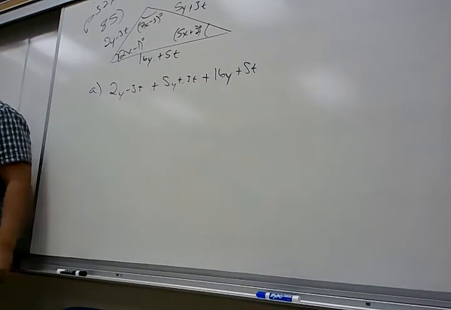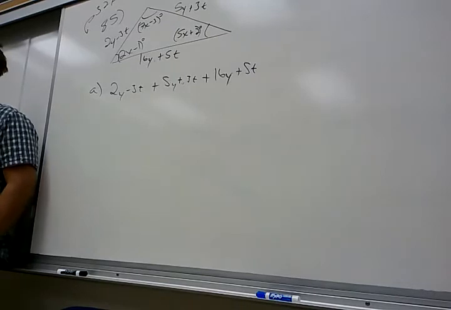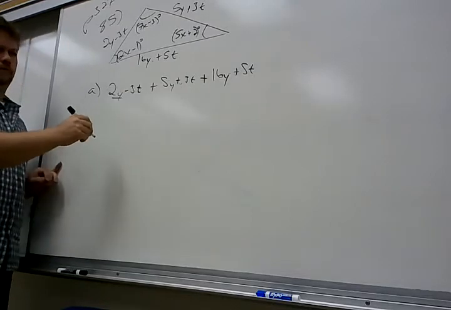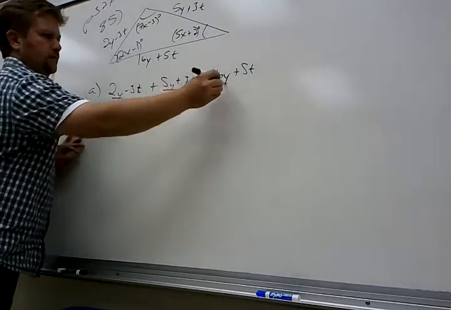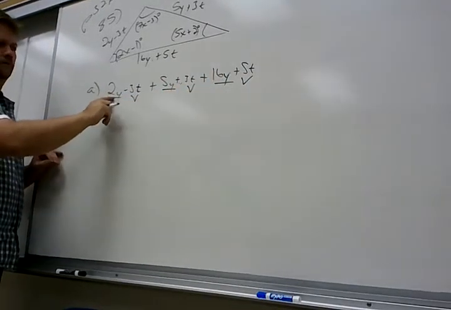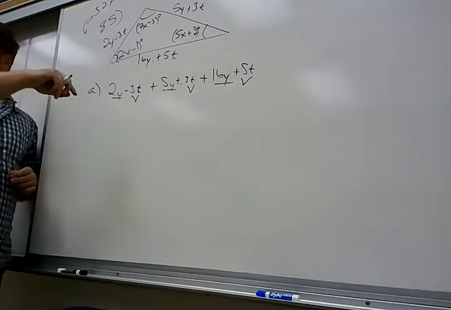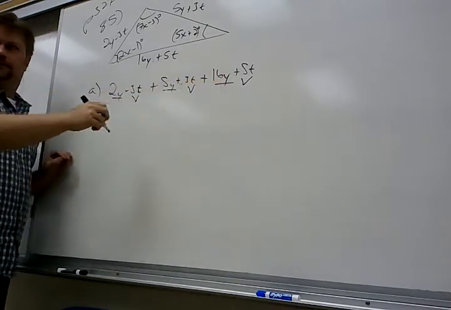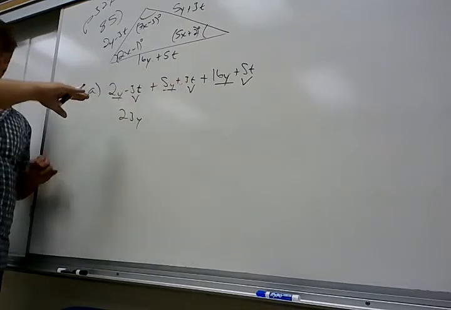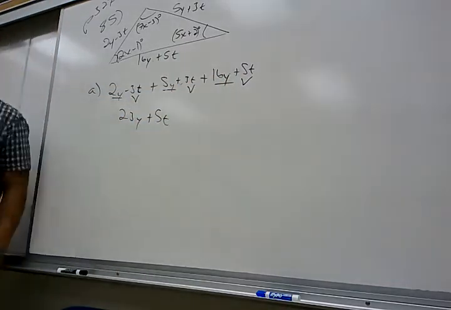Exactly, like terms, right? I don't know how many guys like the method that I use. Personally, I just use different underlinings. What all can I put together? All the y's and all the t's. So how many y's do I end up with? 2 and 5 is 7, and 16 is 23. And here I got negative 3t plus 3t, 0 so far, plus 5t. That was definitely nice.